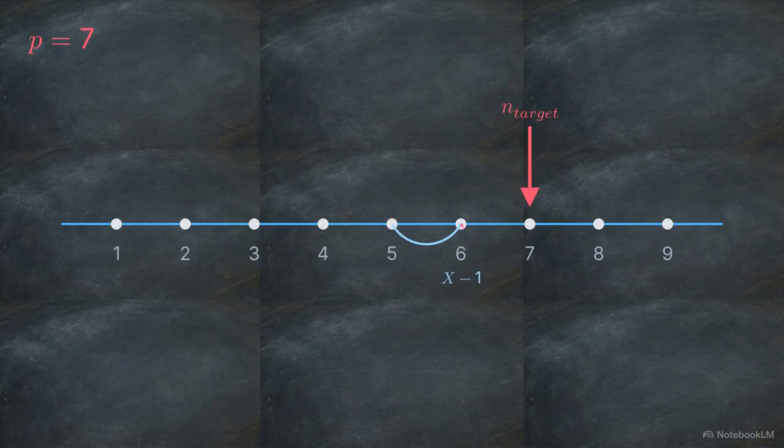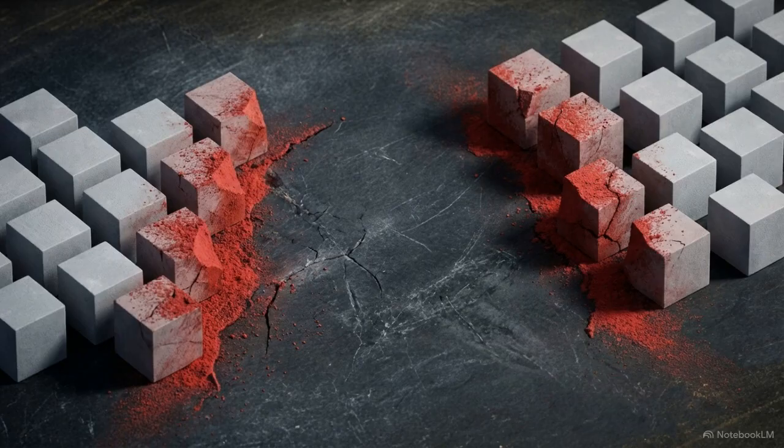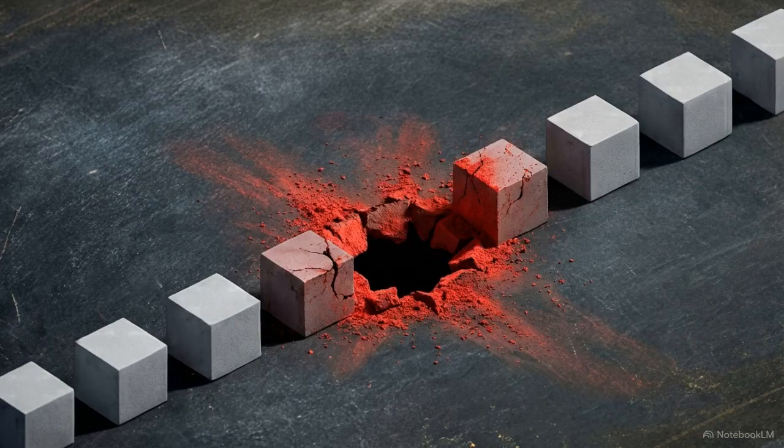But if the equation calculates position x minus 1, and its next step lands on x plus 1, it has leaped completely over the target. This overstep is called a spatial fracture. An overstep proves the coordinate is an exclusion zone. Checking for primality is now just a matter of checking for this geometric discontinuity.